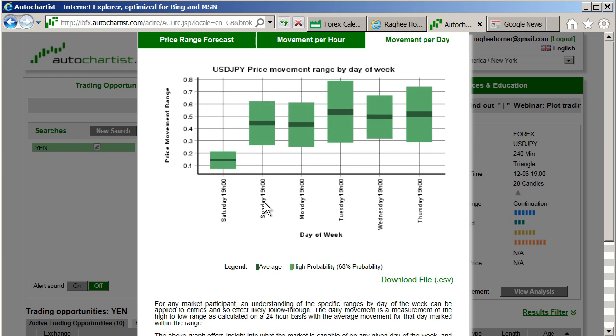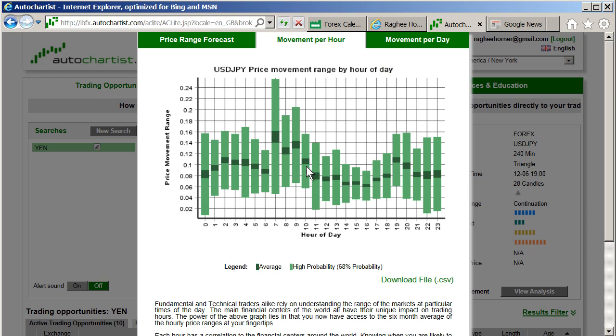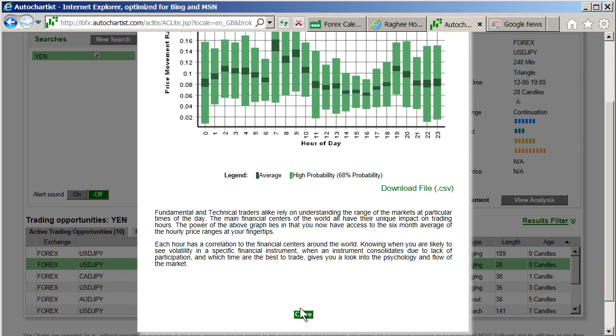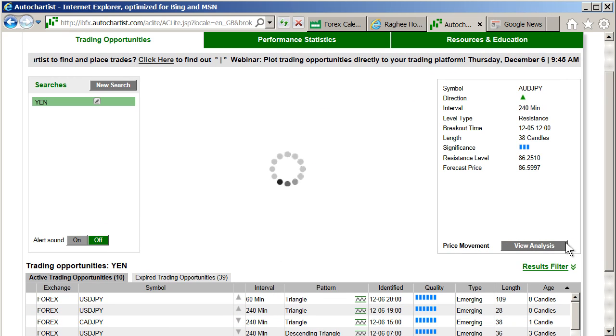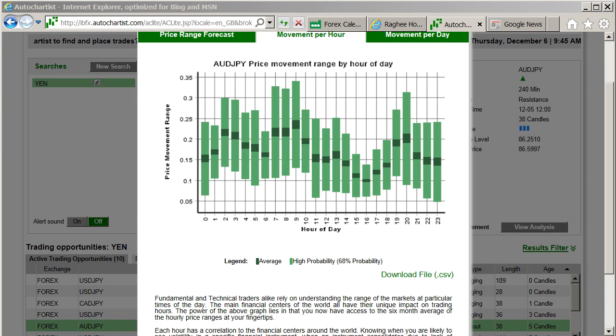Now, I can also look at movement per day, how many pips on average we move Monday, Tuesday. It changes, as you can see. Okay, but my favorite breakdown is this movement per hour. This explains so very much. Now, I can do this for any of the pairs. Let's say I want to jump and do this for, let's go to the Aussie yen. So as I take a look here at the Aussie yen, okay, we're going to contrast the Aussie yen to the dollar yen, and you can see it's a very different rhythm, different price movement.